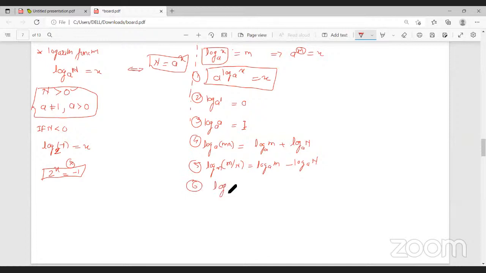So log of a to the power m to the power n, I can write it as n log of a m, right? So now the next property is the base change property.